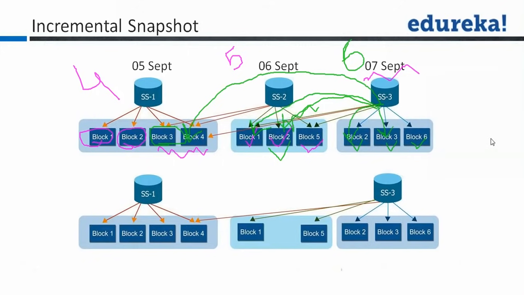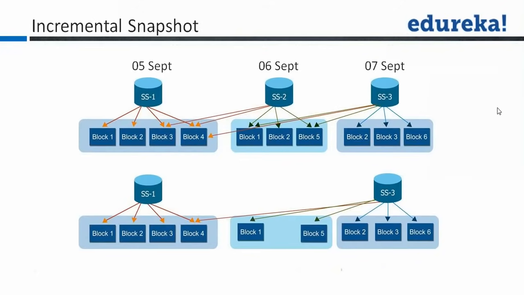I guess I made a lot of colors, so let me make it a little simpler. So when it takes a snapshot, block 1 would be here, block 2 would be here, block 3 is here, block 4 would be the case where it was not modified since day 1, so it would be there, block 5 is from day 2, and block 6 here. This way you will have all the new blocks as well as the modified blocks only.